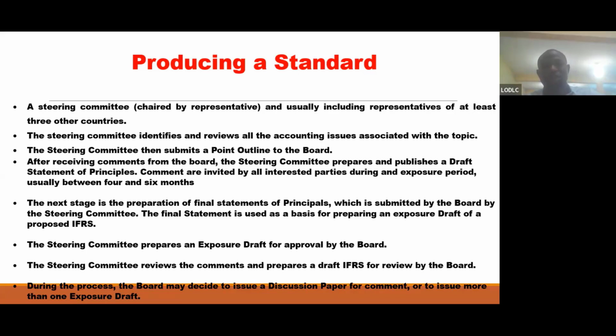Then the steering committee reviews the comments and prepares a draft IFRS for review by what? By the board. During the process, the board may decide to issue a discussion paper for comment or to issue more than one exposure draft. This is a comprehensive way of producing a particular standard.